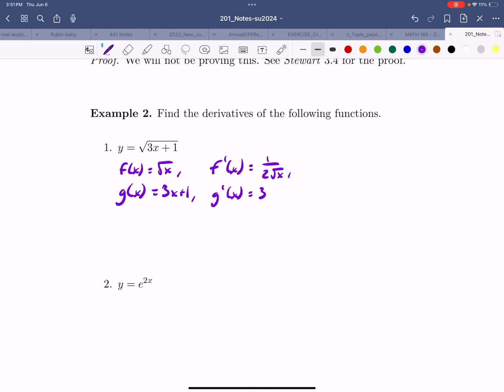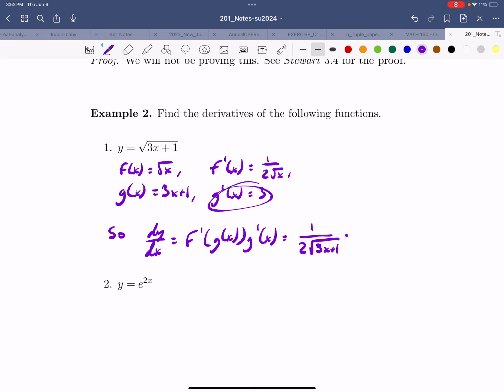That's 3. So, using the chain rule, the derivative of y with respect to x is f prime of g of x. Let's write that down. F prime of g of x times g prime of x. Oh, no, we don't need that second parenthesis. And that's going to equal 1 over 2 times the square root of 3x plus 1. That's what you might expect. But then we have to multiply it by g prime of x, which is 3. So our answer is 3 over 2 root 3x plus 1.